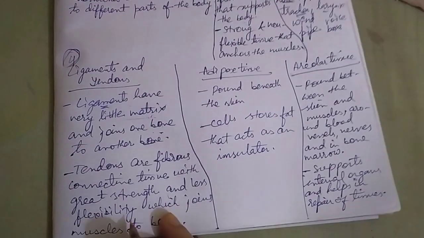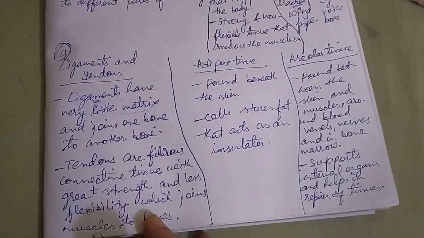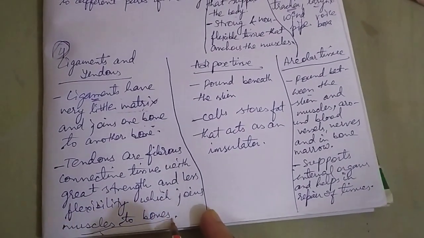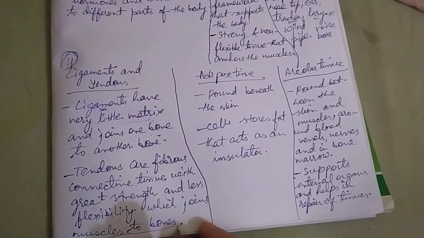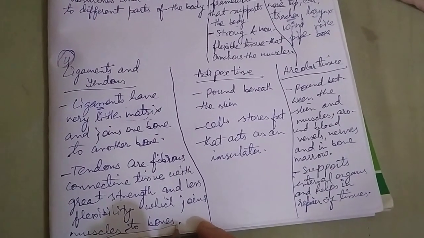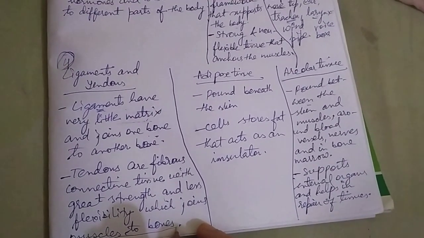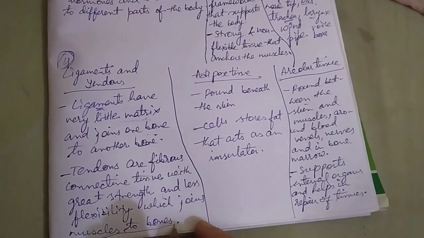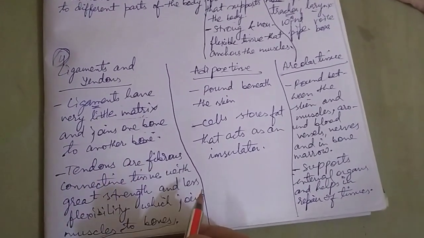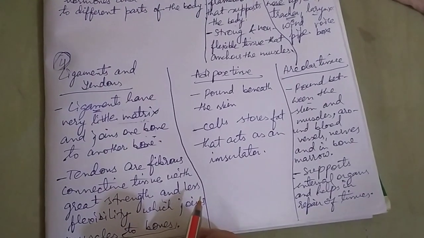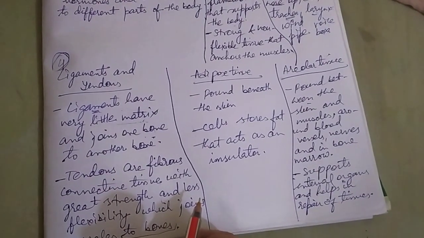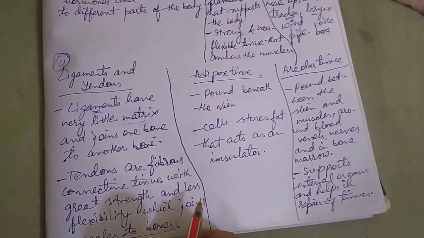Why? Because they join muscles to bones. They are connective tissue because they join muscles to bones. So below every muscle, bones are present, and who joins them? Tendons. So these are also a type of connective tissue: ligaments, which connect two bones together, and tendons, which connect muscles to the bones.